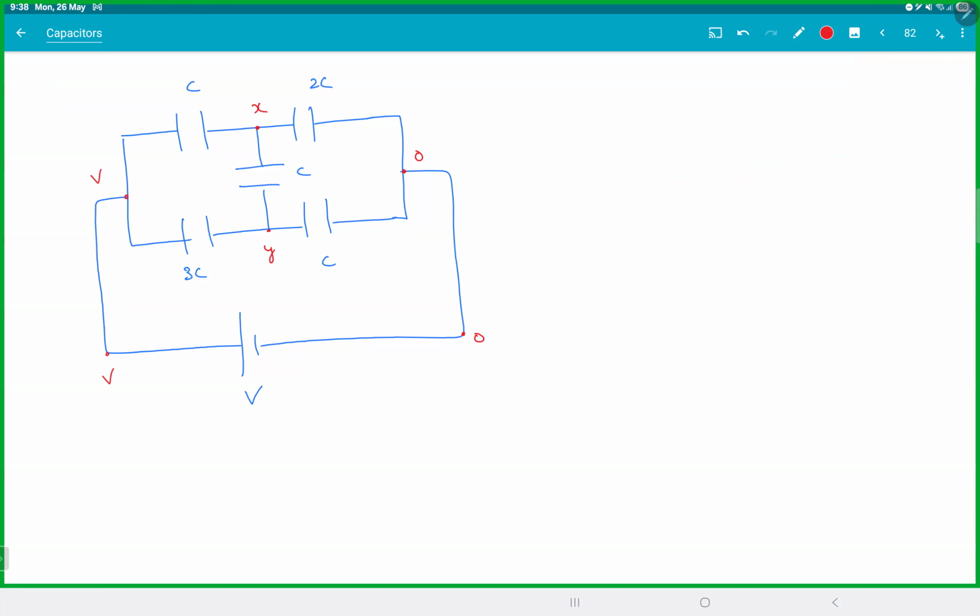Those two nodes are completely different. X and Y have no relation to each other. This is 3C, 2C, C, C. I don't know what those 2 points are. So X and Y, simple.